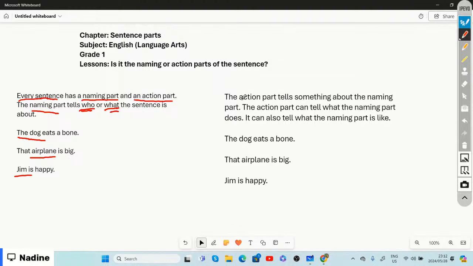And then we have an action part, right? And the action is a doing word, right? And the action tells us something about the naming part. The action part can tell what the naming part does, the action that the naming part does.